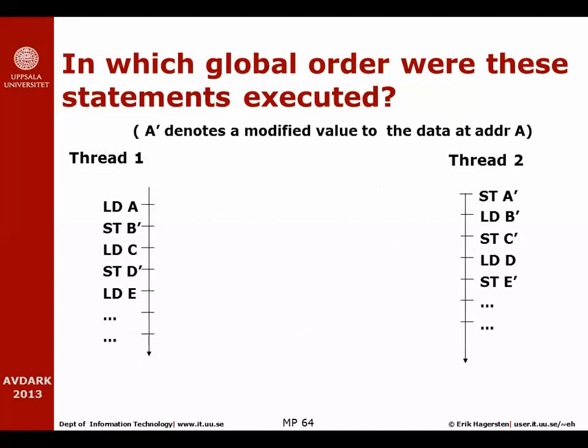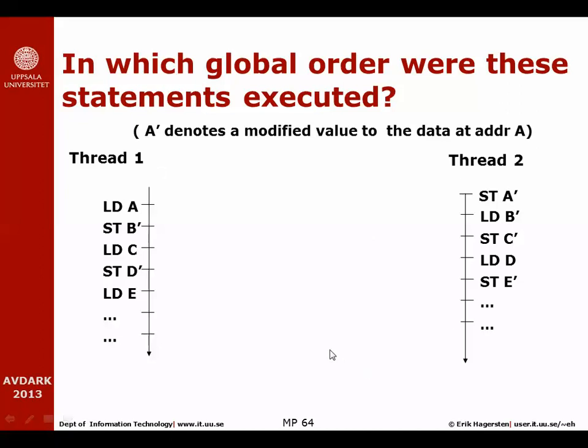We're going to look at an example here. We have two threads, reading and writing lots of different values. Here we denote A prime to be the modified value and the old value being A. These instructions read and write old and new values in some kind of order, each one in their own sequence. So this is the program order for thread 1, and this is the program order for thread 2.